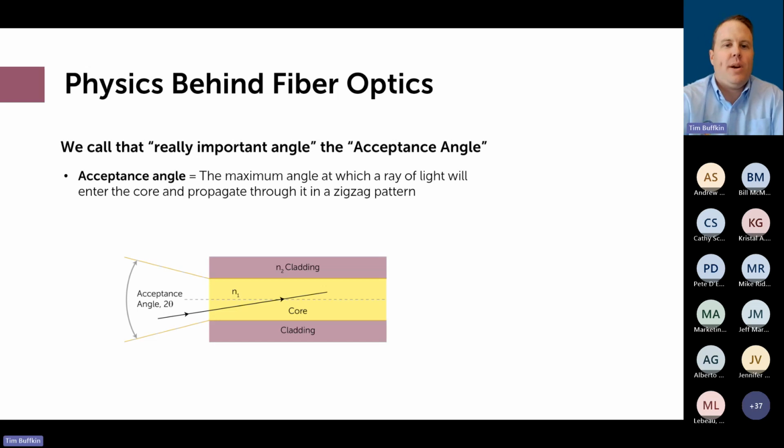And again, that's your acceptance angle, or the maximum angle at which a ray of light can enter the core and still go down the fiber itself. Obviously, your fiber is round, so really it's cone shaped. It's not just this two-dimensional angle that you can enter the fiber at.